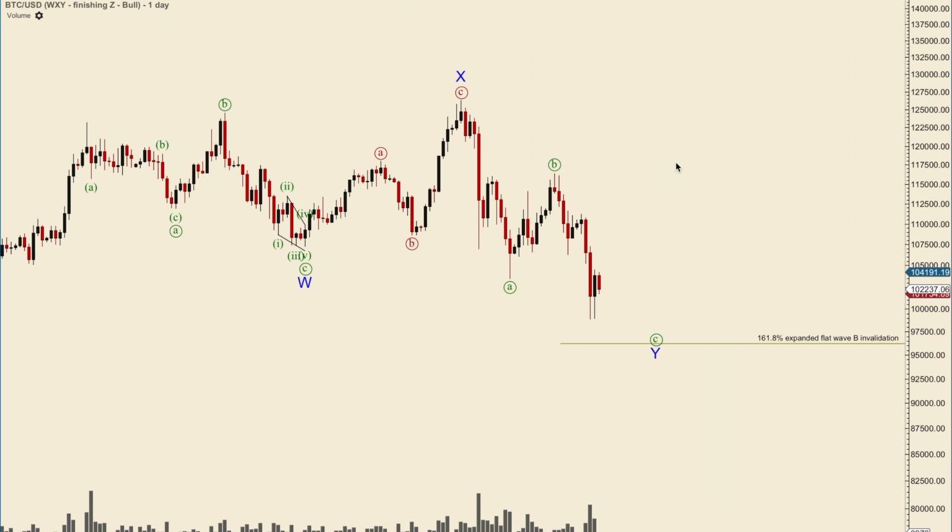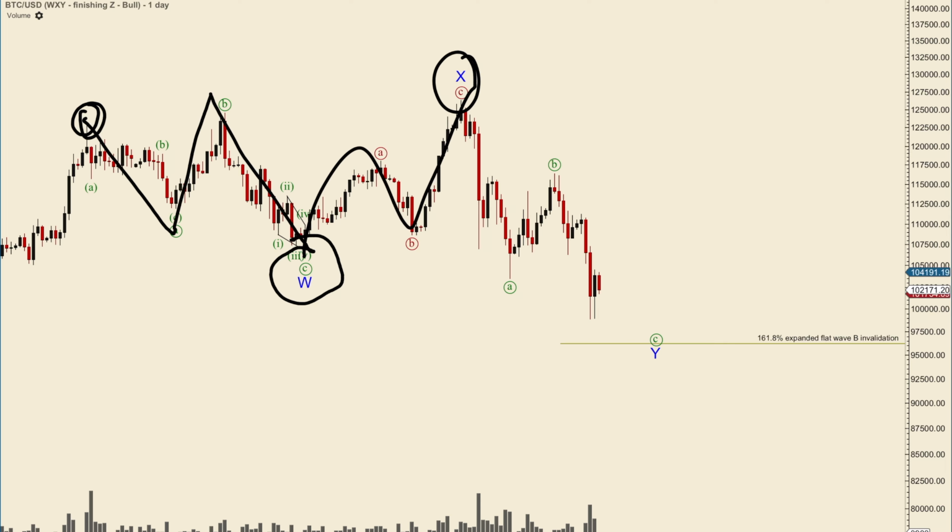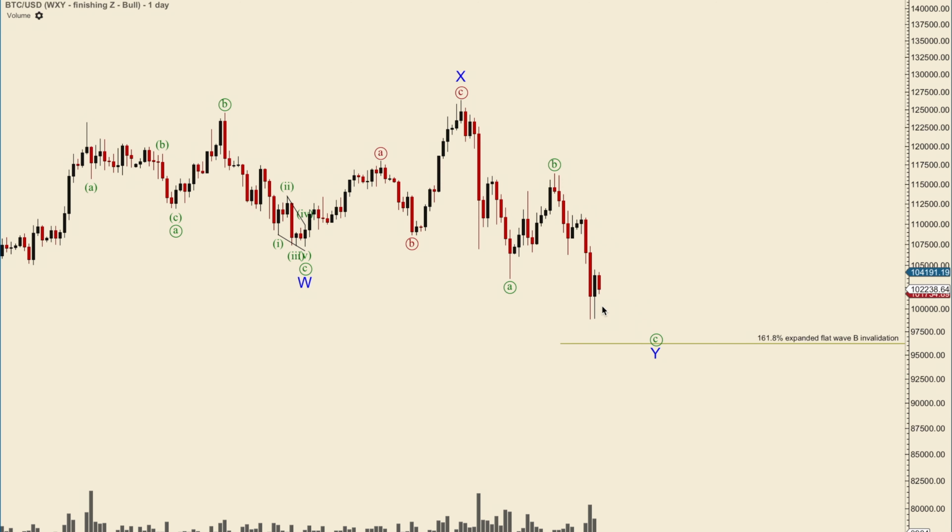And this is a WXY with a finishing zigzag. Here we need to count that this was the previous high, and now we have an A, B, C, an expanded flat, into a W, X, and now we are finishing with a zigzag. I'll get to the probabilities a little bit later, but this is a scenario as well.